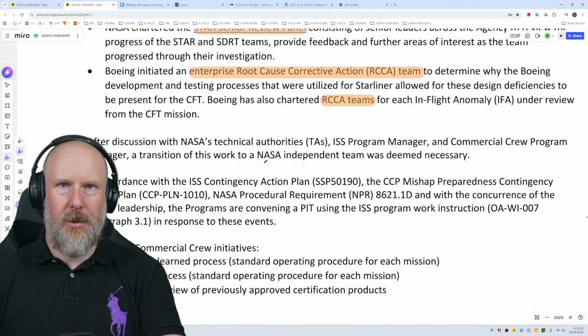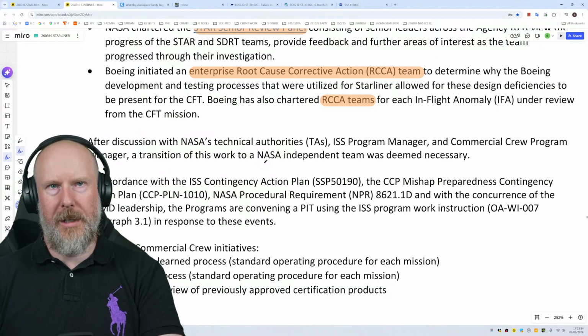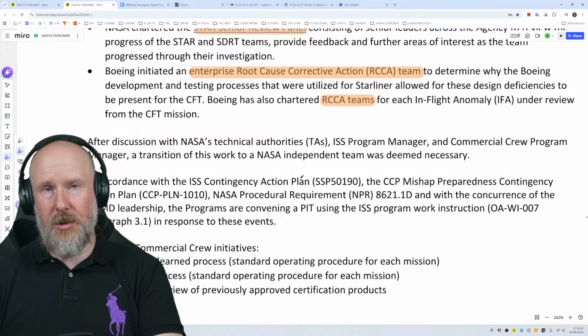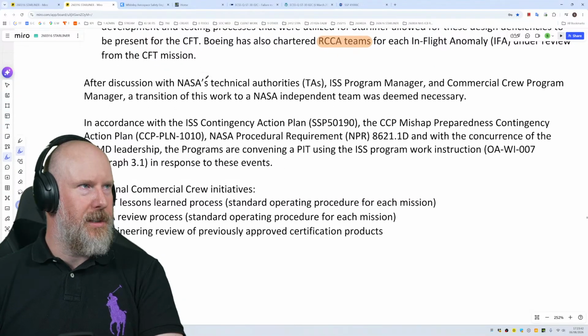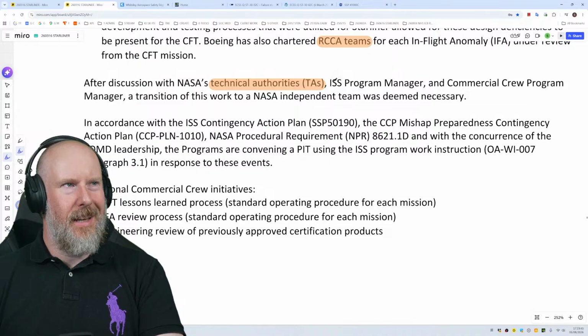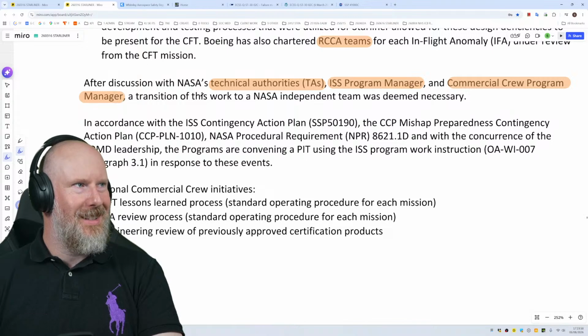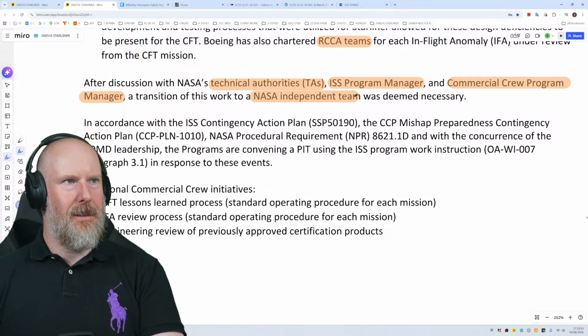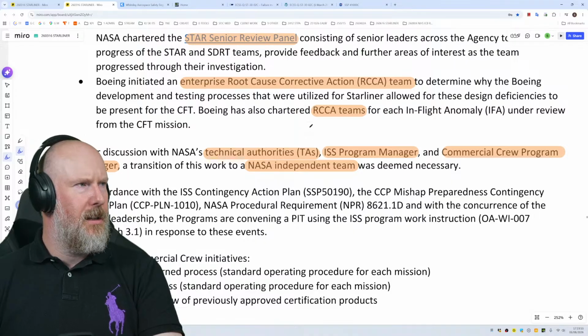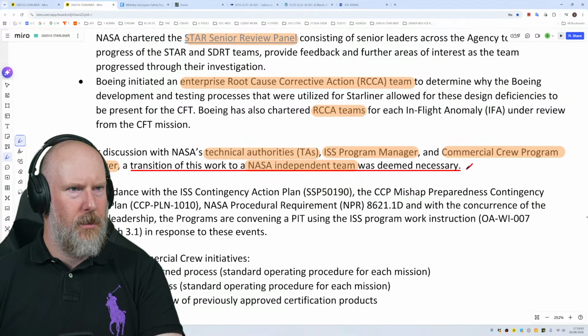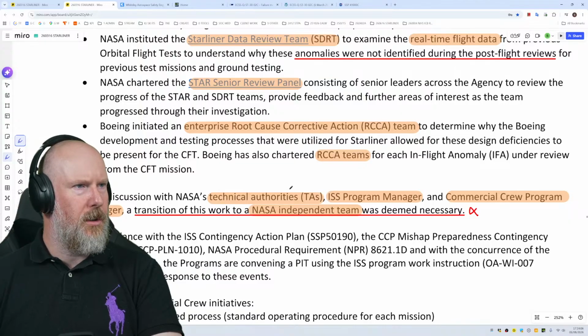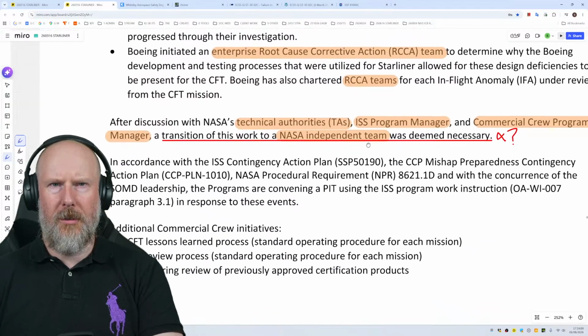And I would argue that a root cause analysis approach will overlook critical things that are potentially subtle, but certainly not trivial. After discussion with NASA's technical authorities, so that's the TA's acronym, the International Space Station Program Manager and the Commercial Crew Program Manager, a transition of this work to a NASA independent team was deemed necessary. Sorry, which work was deemed? The Boeing stuff, or? It's not really clear.